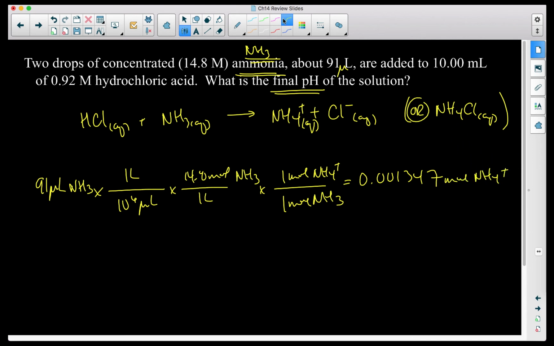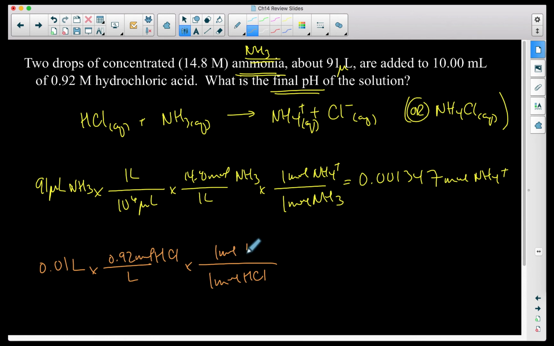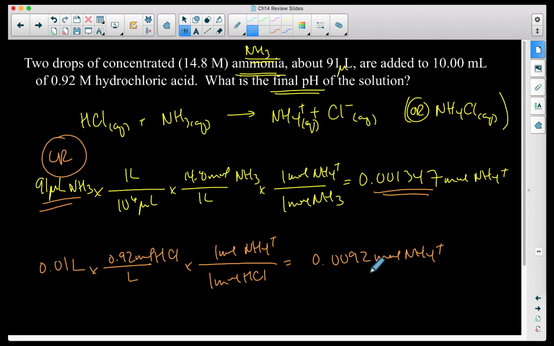All right, doing the second piece of work, we could have 0.1 liters of moles per liter of HCl, and for every 1 mole of HCl, we produce 1 mole of NH4+. So 0.0092 moles of NH4+. All right, so which of these is limiting? Right, this is my limiting, which means that this is my excess.